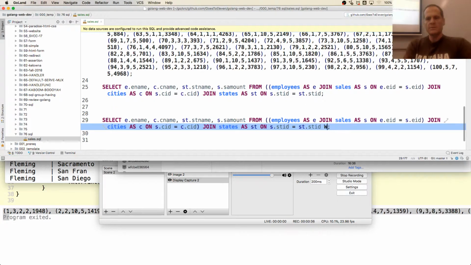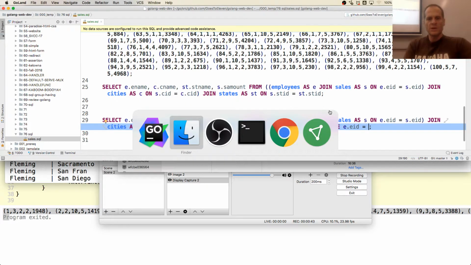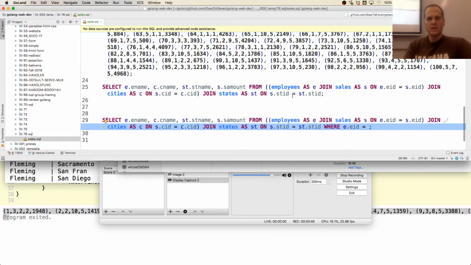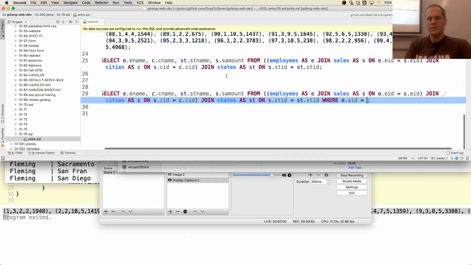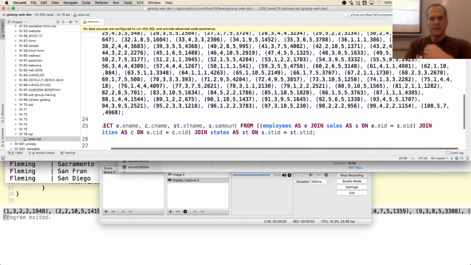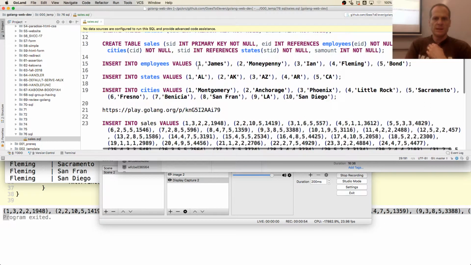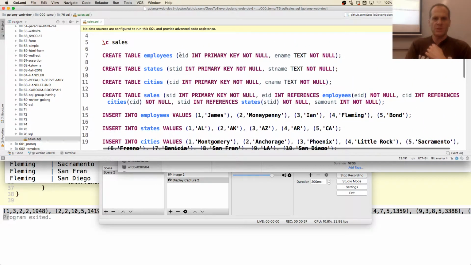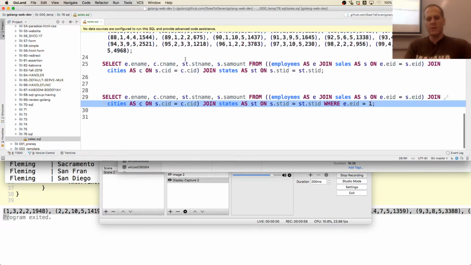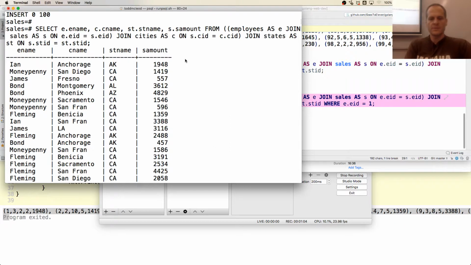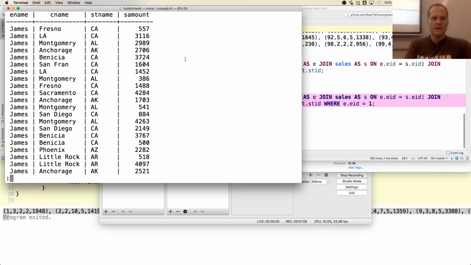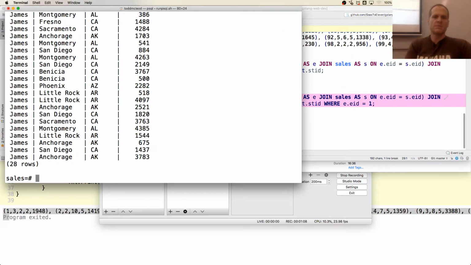e.eid is equal to, I don't know, which employee do we want? You want James? Yeah, 1. All right, so that's James is 1 here. It's employees, and when we create employees, we have employee ID. So we're saying, hey, where employee ID is equal to 1. So now all we have is James.